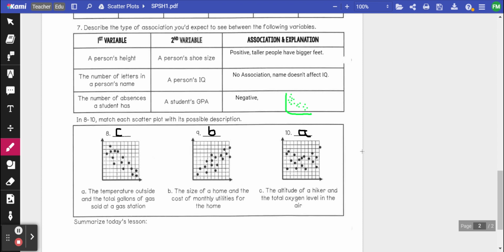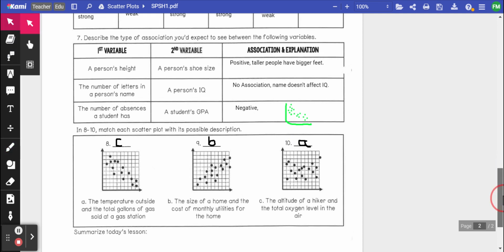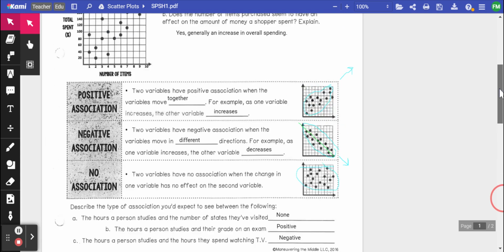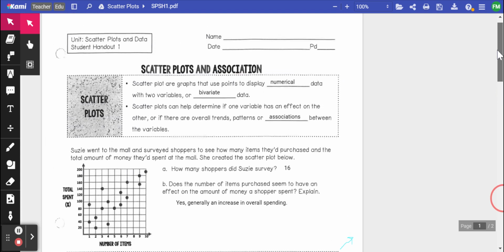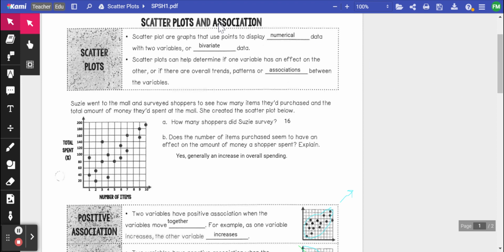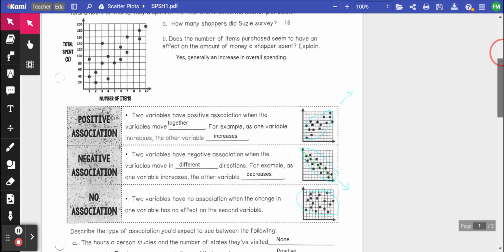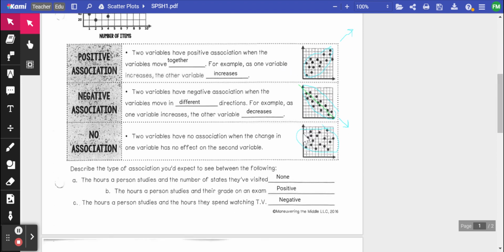So, anyway, all right. That is all your notes for homework one. As you look at this, bivariate data, associations, the increasing and decreasing of variables. Those are key terms that we have to pay attention to.